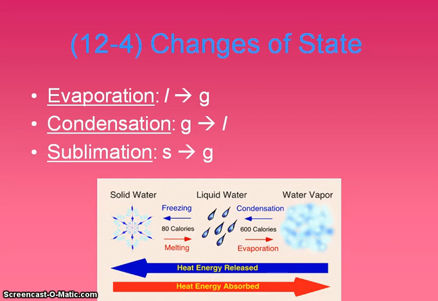Chapter 12, Section 4 discusses diagrams called phase diagrams. But before we get to that, we need to do a little review of changes of state. Remember, evaporation is going from a liquid to a gas state. Condensation would be the opposite, going from gas to liquid.